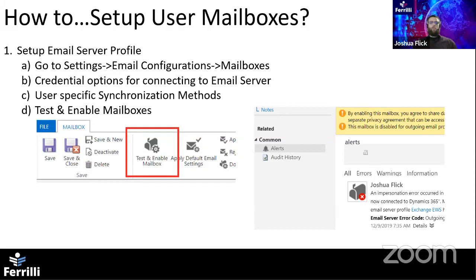There's an alerts submenu. And when you click on that, you'll be able to see any specific issues that it would have encountered while trying to test. You can see that in the right-hand screenshot where on my mailbox record, we were having an impersonation error occurring on the email server side that we had to address.